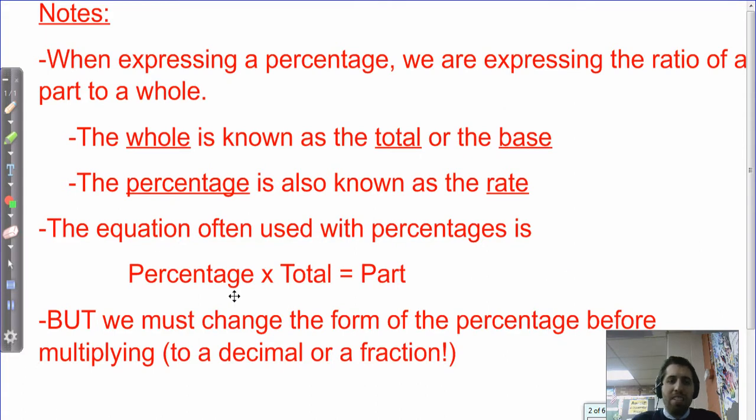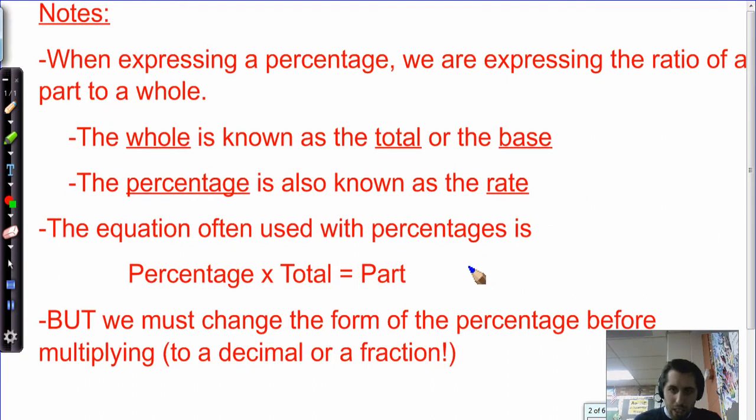Next note you'll see is the equation that we're going to use all the time. It's percentage times the total will give you a part. So if you multiply the percentage times the total, you'll find out what the part is. If I say what's 15% of 300, we usually think of "of" as meaning multiplication. So 15% of 300 means 15% times the total 300. When you multiply, it'll spit out the part.